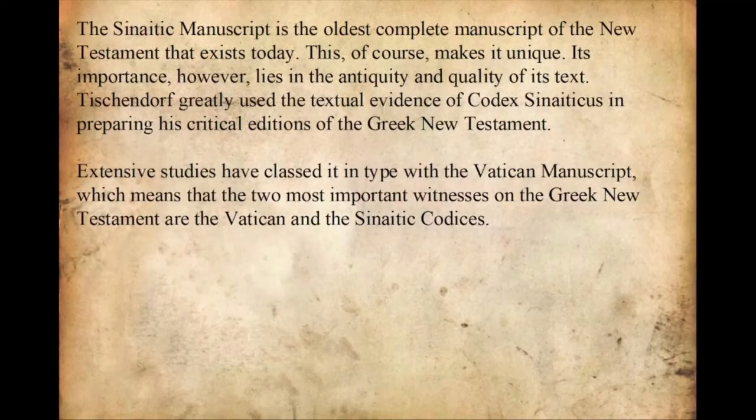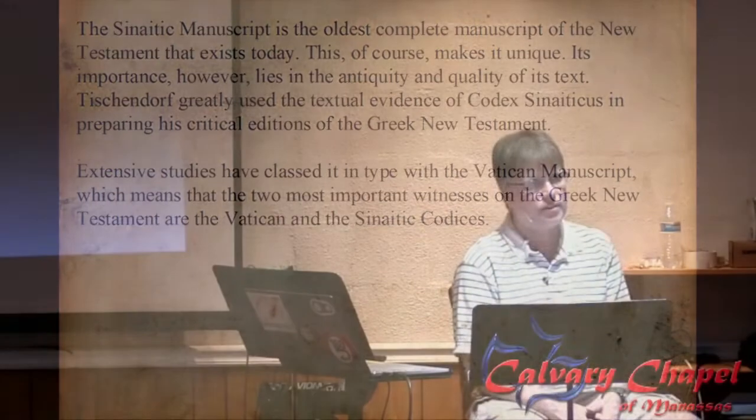Extensive studies have classed it in type with the Vatican manuscript, which means that the two most important witnesses on the Greek New Testament are the Vatican and Sinaitic codices. And it, along with Codex Vaticanus, are considered to be Alexandrian text types. They're from that family of text types.